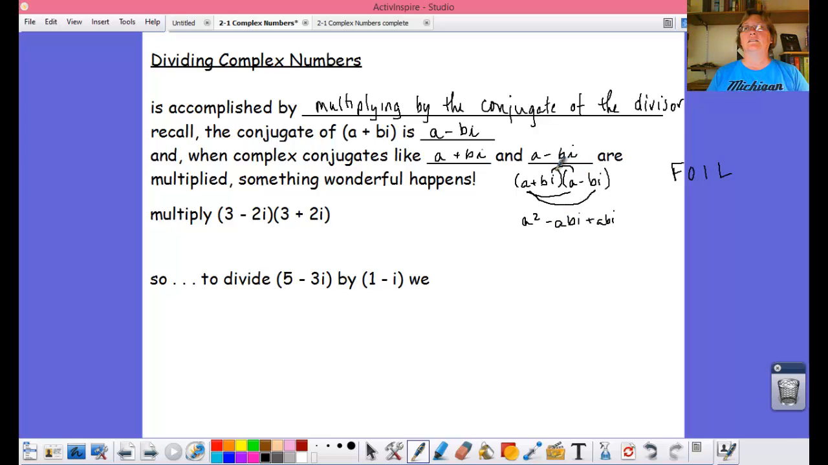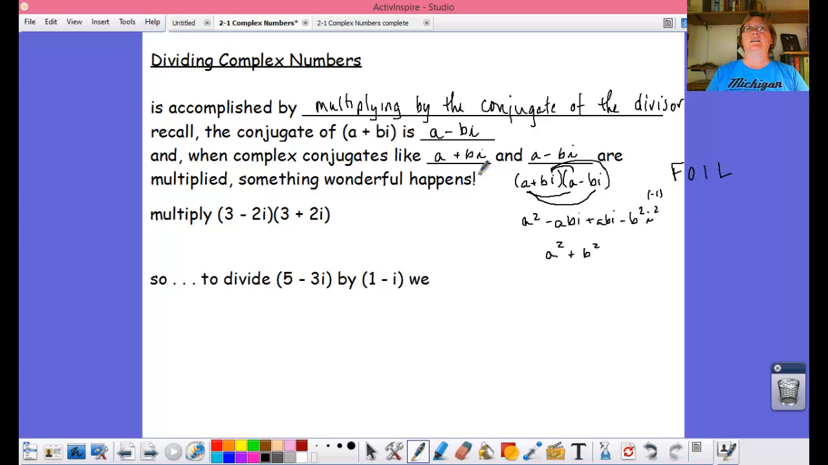And finally, L stands for last terms. So Bi times negative Bi, that's minus B squared i squared. Well, we know that i squared is negative 1, so that's going to affect that. These things knock each other out, and the end result when you multiply conjugates is a squared plus b squared. See, if this becomes negative 1 here, negative 1 times negative b squared is positive b squared.